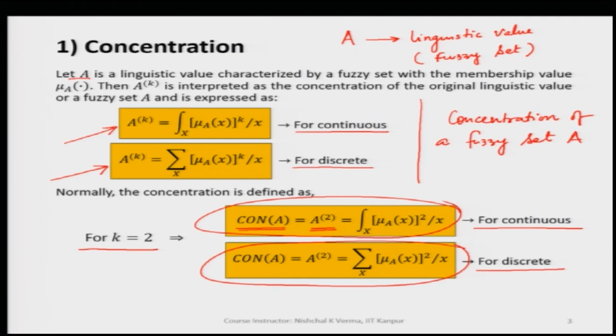So, this way we have understood what the concentration of a fuzzy set is. Once again, if we are interested in finding the concentration of any fuzzy set, we will simply write the fuzzy set and find the value of k. If the value of k is given, then when we are interested in concentration, the value of k will always be greater than 1. This has to be noted for concentration.